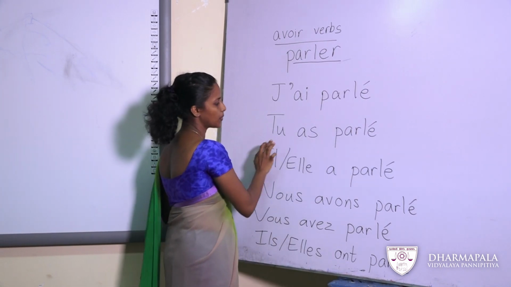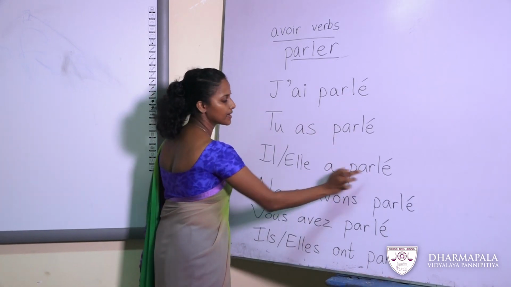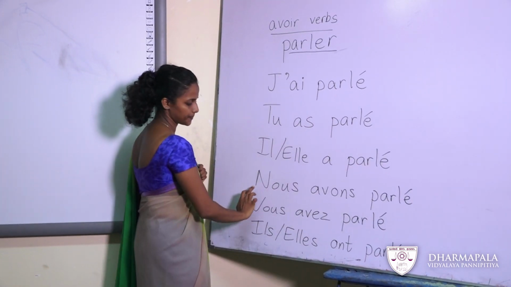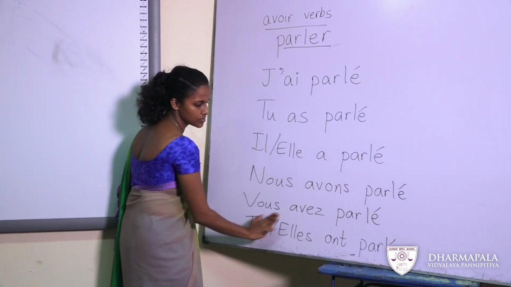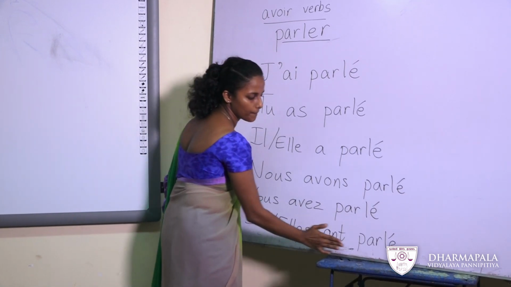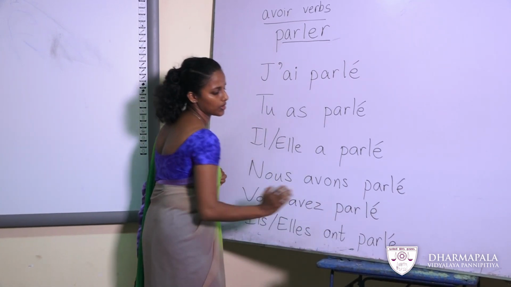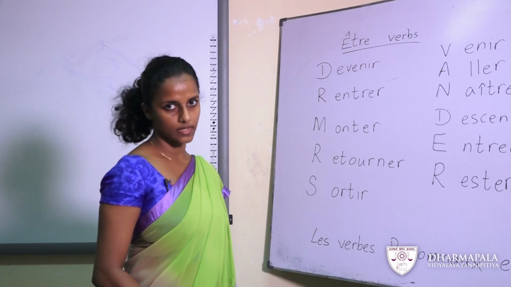J'ai parlé, I spoke. Tu as parlé, you spoke. Il, elle a parlé, he or she spoke. Nous avons parlé, we spoke. Vous avez parlé, you spoke. Ils, elles ont parlé, they spoke. Now, we have already talked about avoir verbs in passé composé.